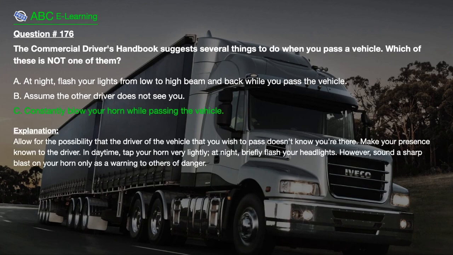The correct answer is here. C. Constantly blow your horn while passing the vehicle. Explanation. Allow for the possibility that the driver of the vehicle that you wish to pass doesn't know you're there. Make your presence known to the driver. In daytime, tap your horn very lightly. At night, briefly flash your headlights. However, sound a sharp blast on your horn only as a warning to others of danger.